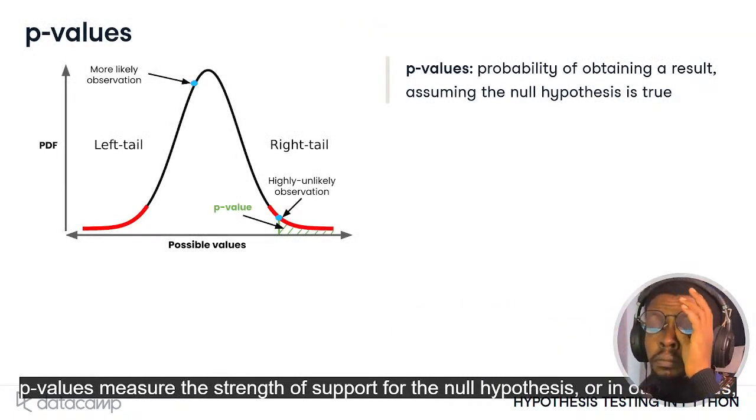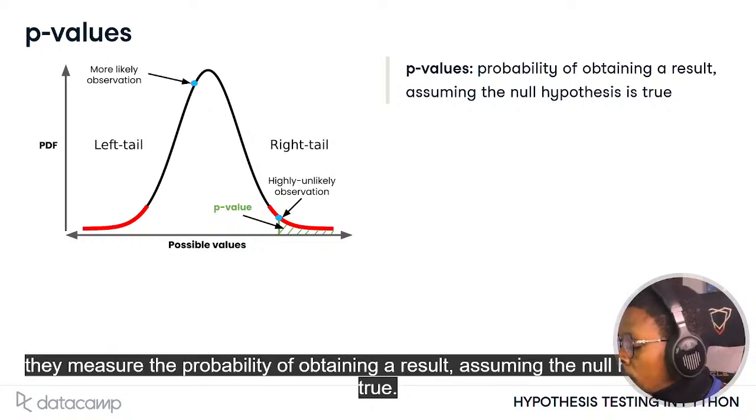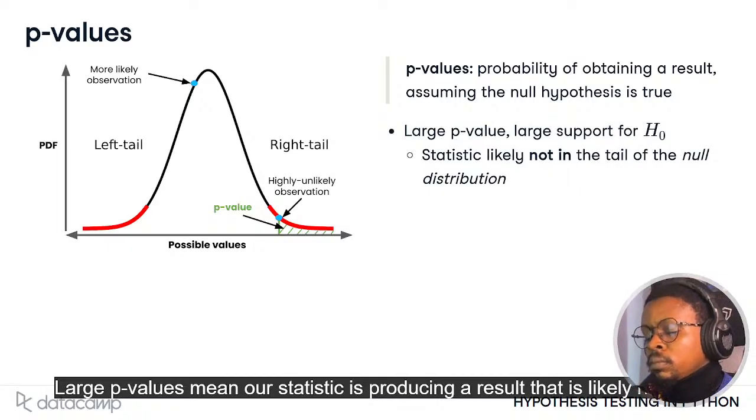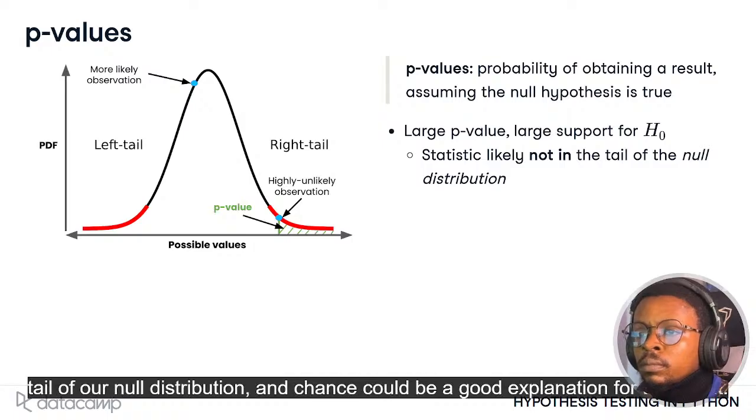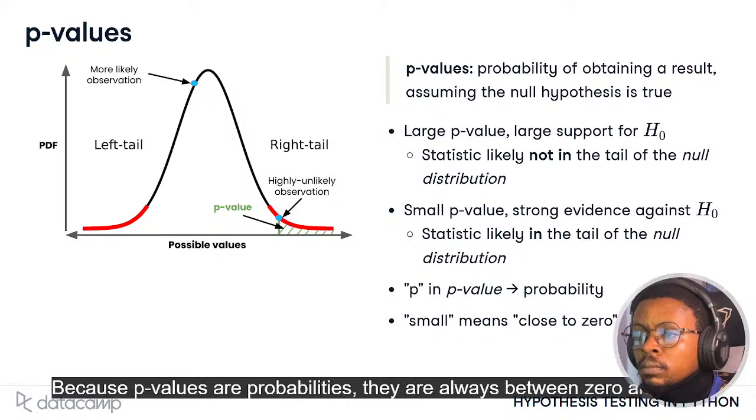P-values measure the strength of support for the null hypothesis, or in other words, they measure the probability of obtaining a result assuming the null hypothesis is true. Large p-values mean our statistic is producing a result that is likely not in a tail of our null distribution, and chance could be a good explanation for the result. Small p-values mean our statistic is producing a result likely in the tail of our null distribution. Because p-values are probabilities, they are always between 0 and 1.